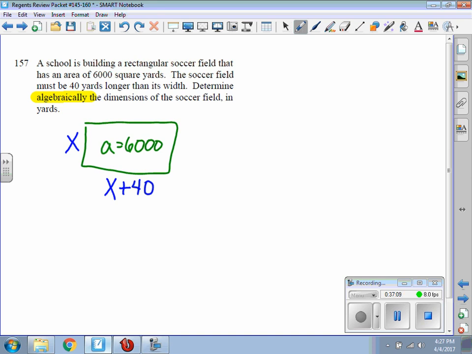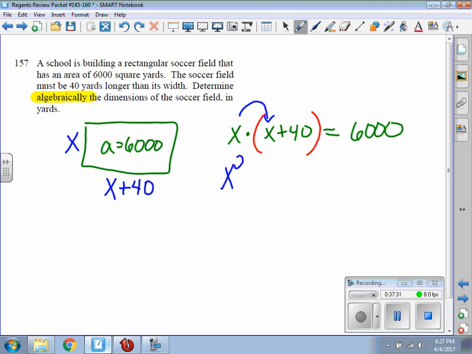All right, so my area is 6,000. Area comes from length times width. My length is x times my width is x plus 40. But again, I'm multiplying times a binomial, so I've got to put parentheses around it, equals my area of 6,000. Distribute to get rid of the parentheses: x squared plus 40x equals 6,000.